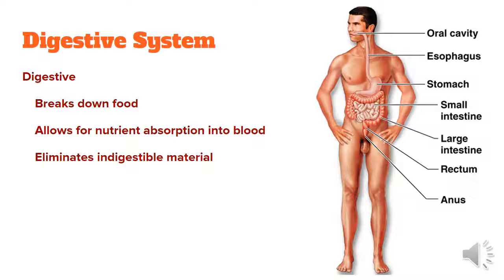All right, so digestive system is comprised of the oral cavity, the esophagus, the stomach, small intestine, large intestine, rectum, anus. So basically it's one long tube starting at your mouth and exiting at the anus. Breaks down food, allows for nutrient absorption into the blood, and then it eliminates indigestible material.